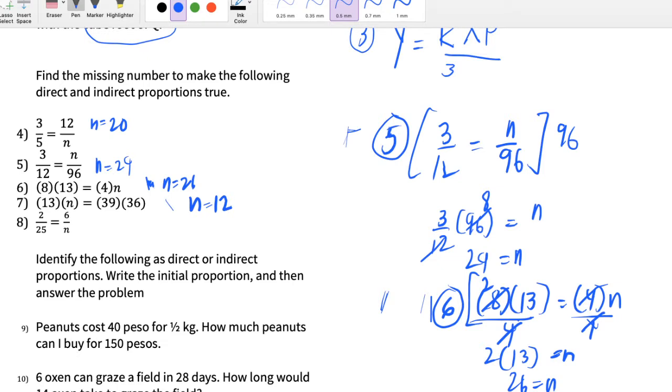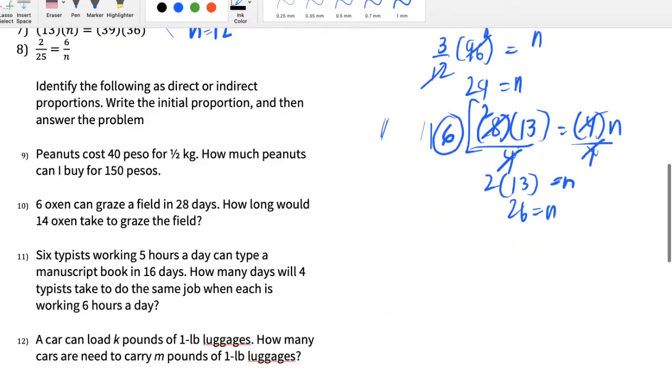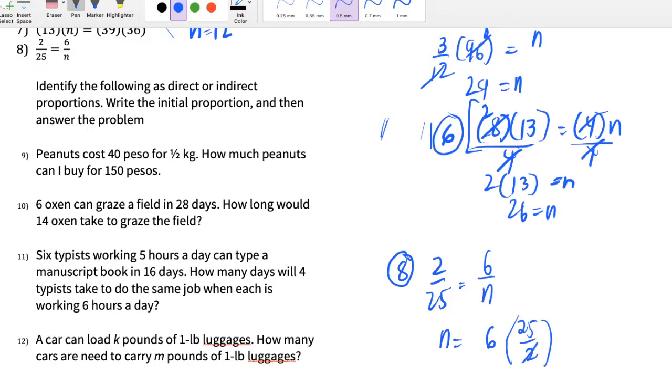So, pareho sa ginawa natin sa number 4 kanina. Okay? So, for number 8, we have 2 over 25 is equal to 6 over n. So, ito, ang n mo would be equal to 6 times 25 over 2. Cancel yung 2 and 6, maging 3 ito. n is equal to 75. So, for number 8, n is equal to 75.